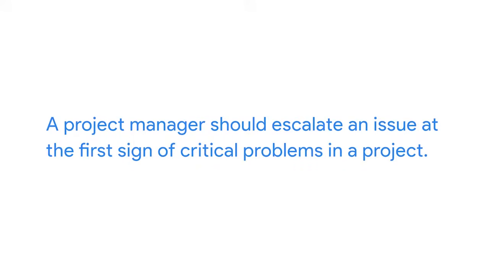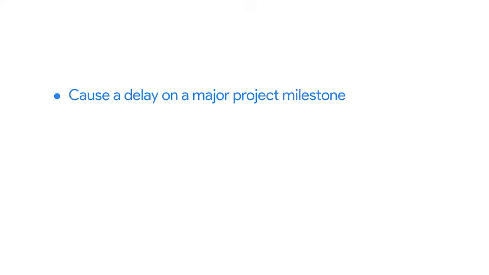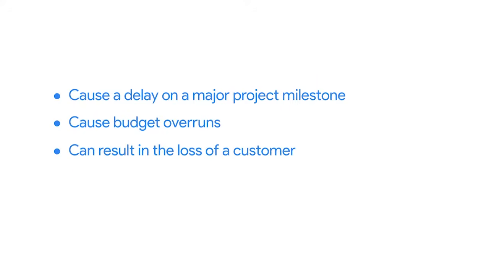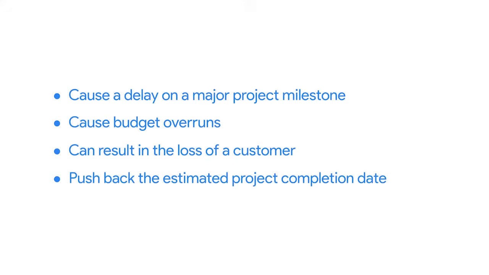So you know what an escalation is and when to set the framework for managing escalations, but how do you know when to escalate? A project manager should escalate an issue at the first sign of critical problems in the project. Critical problems are issues that may cause a delay to a major project milestone, issues that cause budget overruns, issues that can result in the loss of a customer, and issues that push back the estimated project completion date. Basically, anything that will affect your triple constraint, time, budget, and scope, is something that should be escalated.